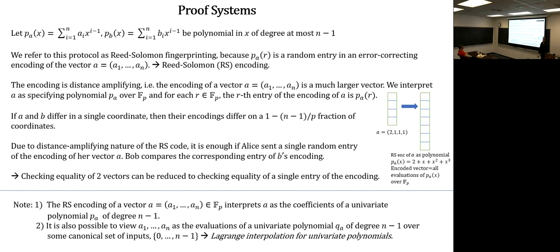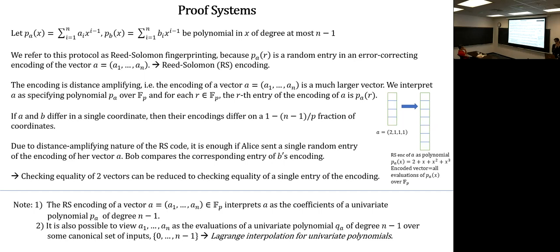We interpret A as a specified polynomial pA with coefficients a1 to an, so the polynomial is of degree n minus one. For each value r from Fp, the rth entry of the encoding is defined as pA(r). Basically, if this is our string A, we can define the corresponding Reed-Solomon encoding by identifying the polynomial where the entries of the vector A describe the coefficients of the polynomial. Then all the evaluations of this polynomial over the field Fp give us the encoding of A.